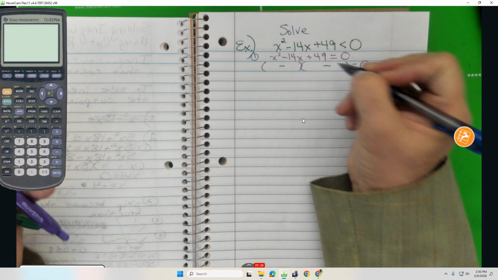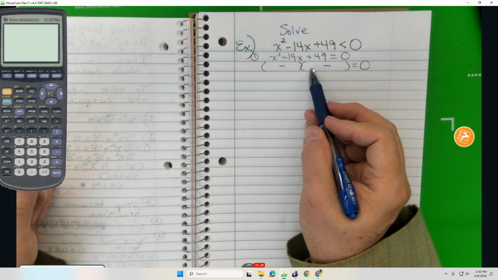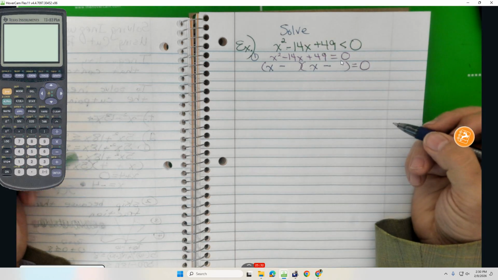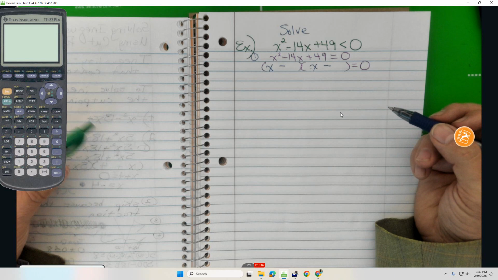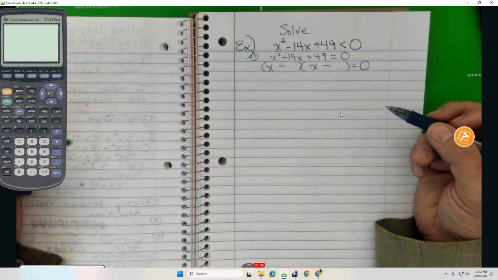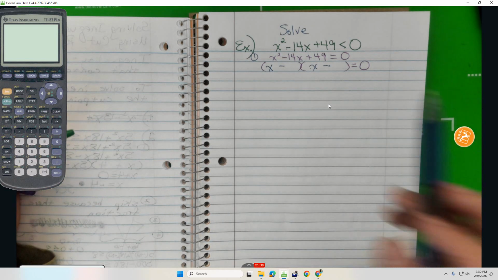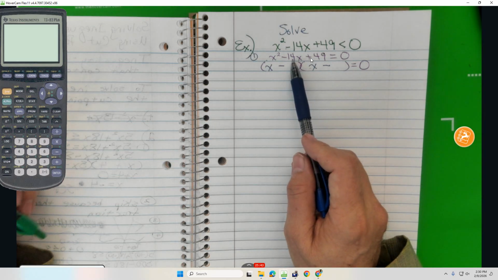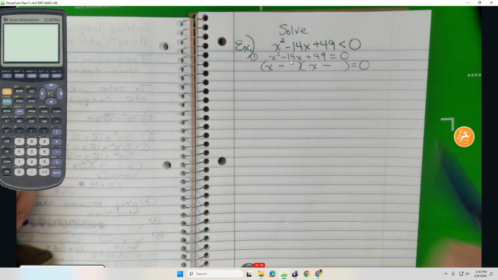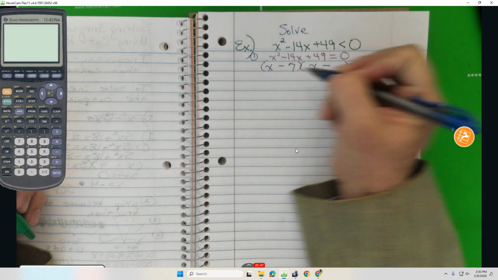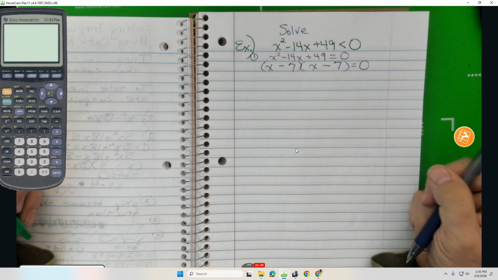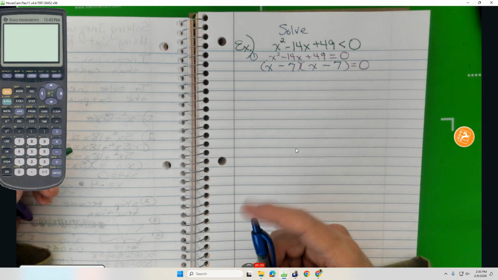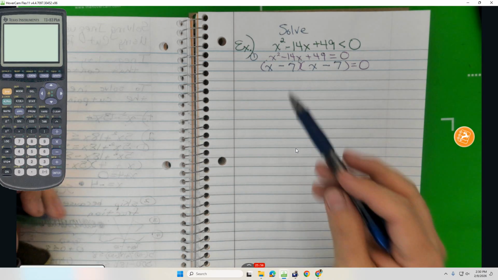X squared, we know what goes here and here: X times X. Now for 49, it's either 1 times 49 or 7 times 7. For a simple trinomial, you choose the pair that adds or subtracts to give you that number right there, and 7 plus 7 gives you a 14. If we FOIL that back out, are we going to get the minus 14x that we needed? Oh, this is nice. We have the same factor.